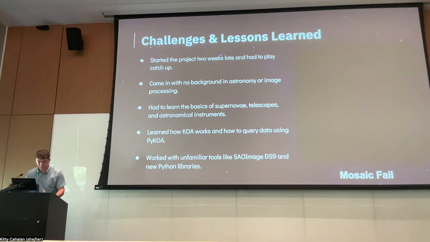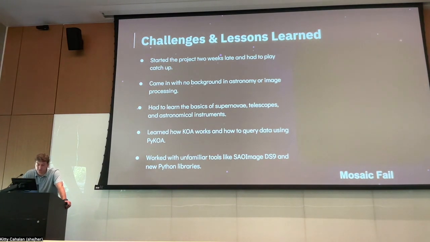So for my challenges and lessons learned, I started the project 2 weeks late because my family came over, so I had to spend time with them. I had to catch up very fast. I came in with zero background in astronomy or image processing, and I had to learn a lot: what supernovae are, how telescopes and their instruments work, how to access data from COA using PyCOA, NED, and how to use new tools like SAO Image DS9.